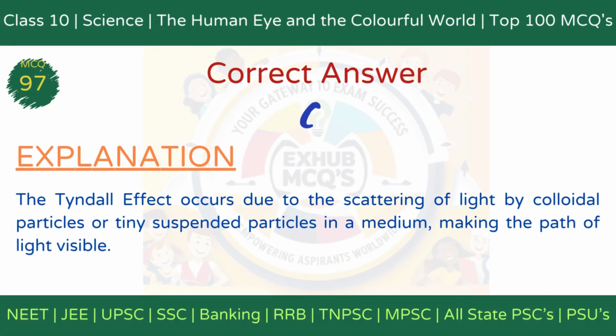The correct answer is option C, scattering by particles. Explanation: the Tyndall effect occurs when light is scattered by colloidal particles or tiny suspended particles in a medium. This scattering makes the path of light visible, as seen in mist or smoke-filled rooms.